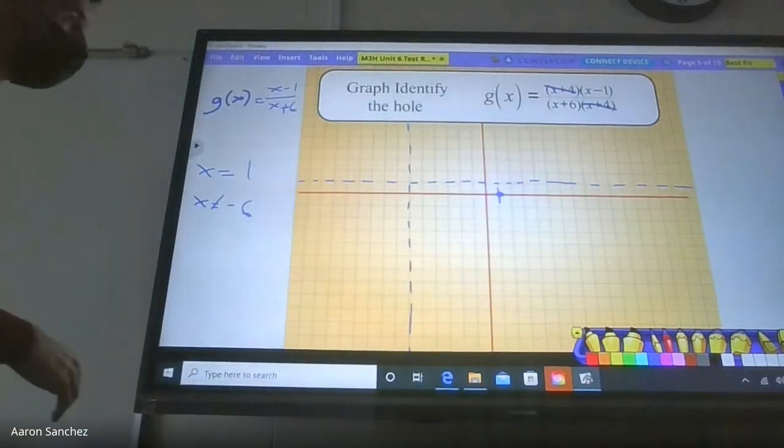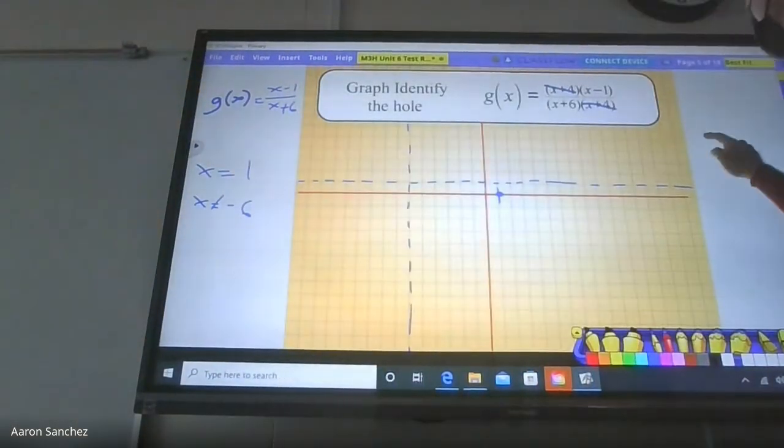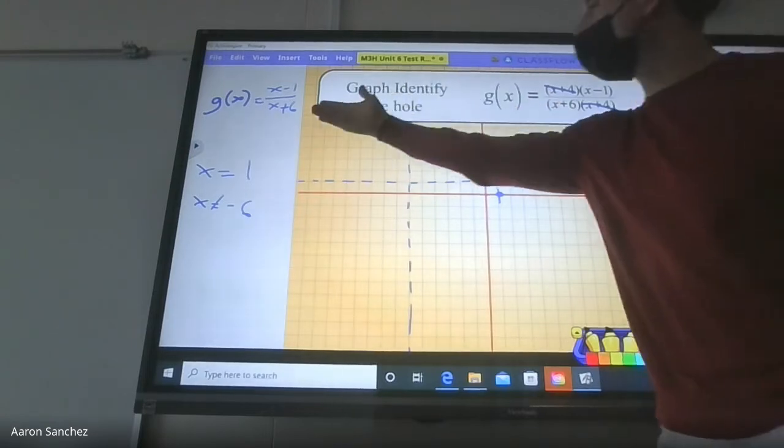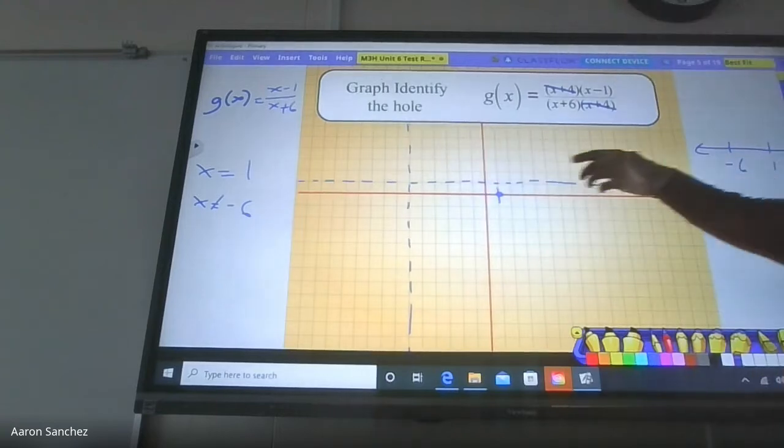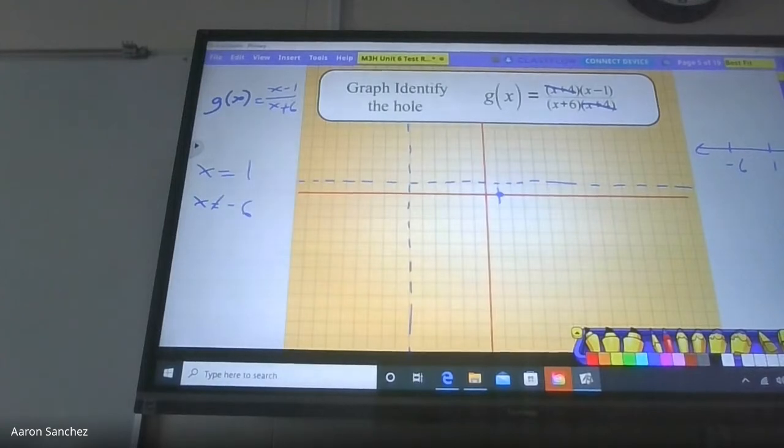Okay. Let's test our limits. We have here x equals 1, x equals -6. So let's plug in -1,000,000. Am I going too fast? I think this one's easier than the last one, but then you have to identify the hole, right? So that might be a little bit challenging, but it's not that challenging.